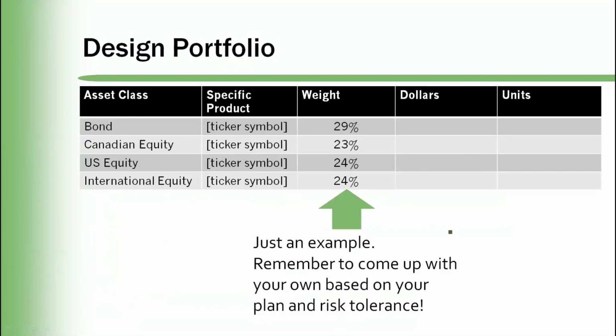So if I have $10,000 to invest, I'll put the appropriate number of dollars for each of those components. And then each of those, if I'm using exchange traded funds, are going to be trading at a certain price. And I need to do some division to find how many units I'm going to buy based on the number of dollars that I've assigned to each of those components. And of course, this example here is just an example. Remember to come up with your own plan and your own portfolio construction based on your own risk tolerance.